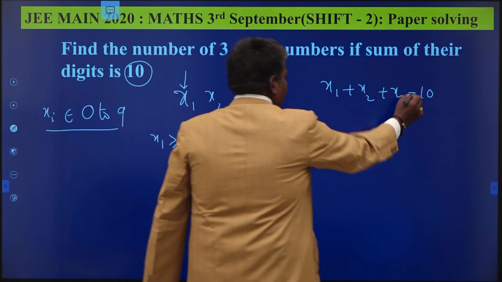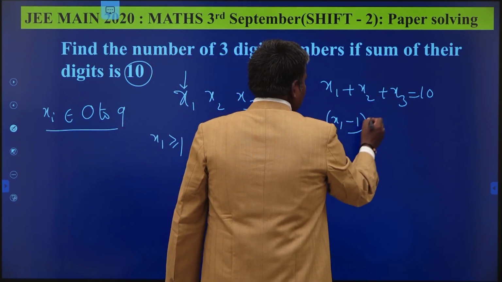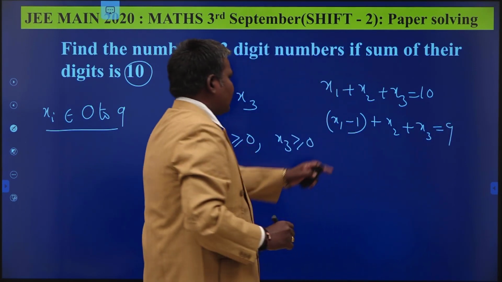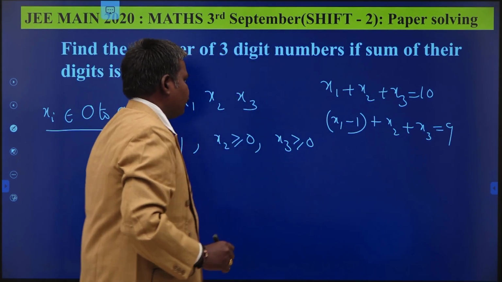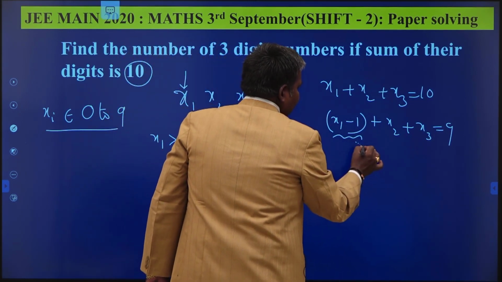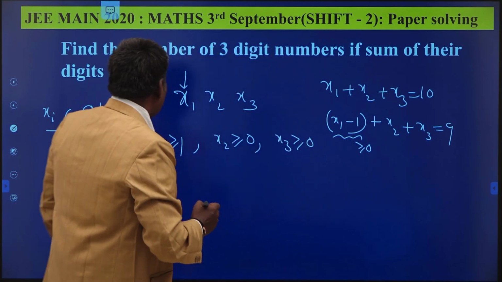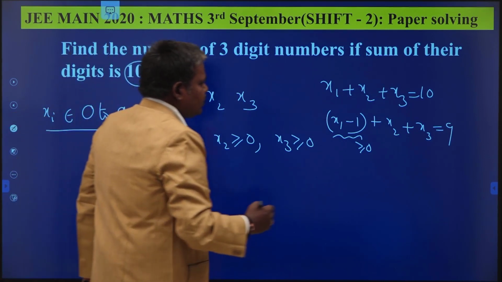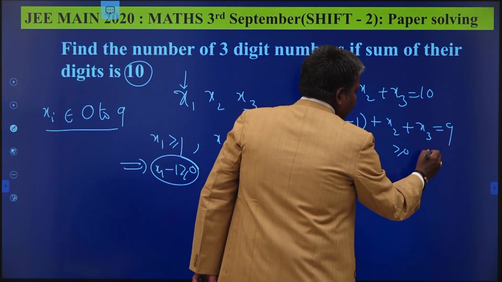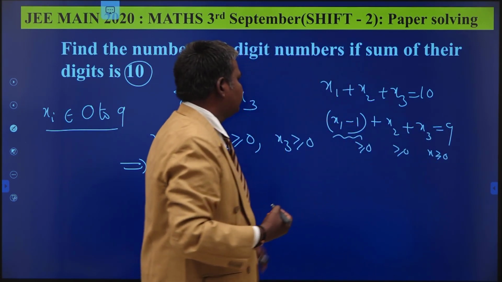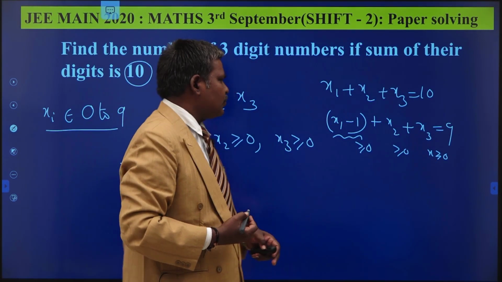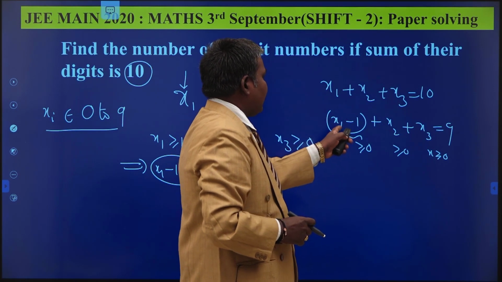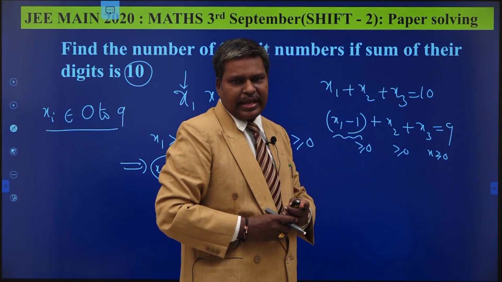So, this equation can be written as (x1 minus 1) plus x2 plus x3 is equal to 9. Am I correct or not? Take 1 to the left side, that becomes minus 1. Now this will be greater than or equal to 0 because x1 greater than or equal to 1, we mean x1 minus 1 is greater than or equal to 0. Similarly, x2 greater than or equal to 0, x3 is also greater than or equal to 0. So, we have to find the number of non-negative solutions for y1 plus y2 plus y3 is equal to 9.